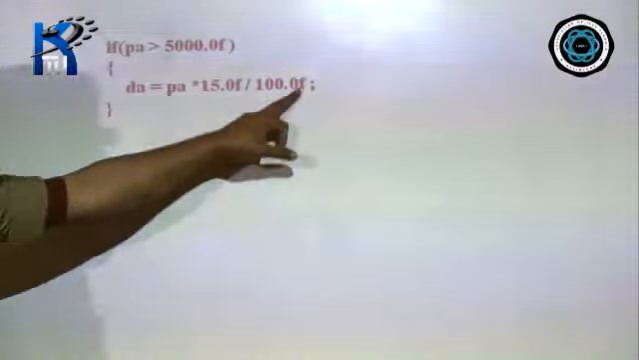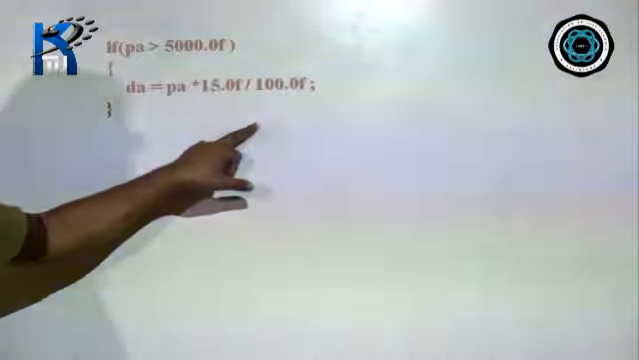So this calculation, the 15% discount, will take place only when the purchase amount is more than 5,000. In case the purchase amount is not more than 5,000, then this calculation will not take place because the control will not enter this. It will directly come out here. Fine. So now that we have calculated the discount, we need to calculate the final bill amount.